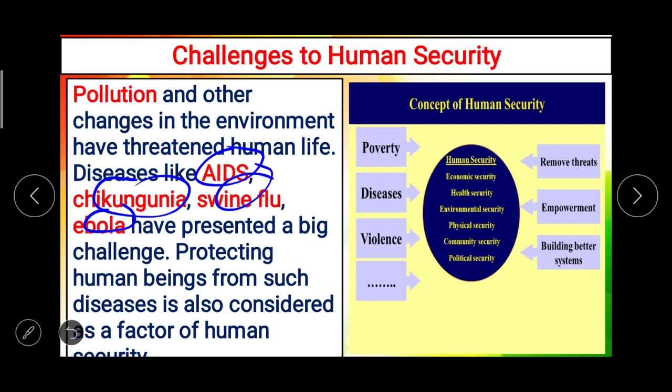So in this chapter we have studied India's defense system. We have also tried to understand the change in the concept of security from national security to human security.